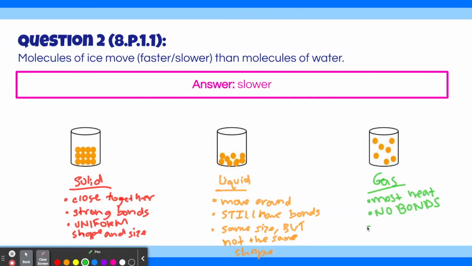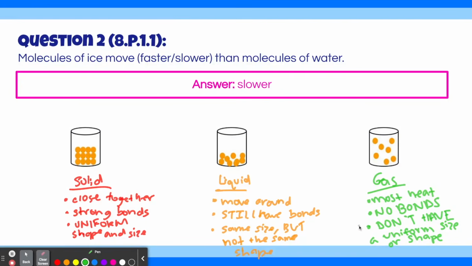So because of this, gases don't have a uniform size or shape. The size and shape of a gas can be whatever it wants to be. The particles don't hold each other together.